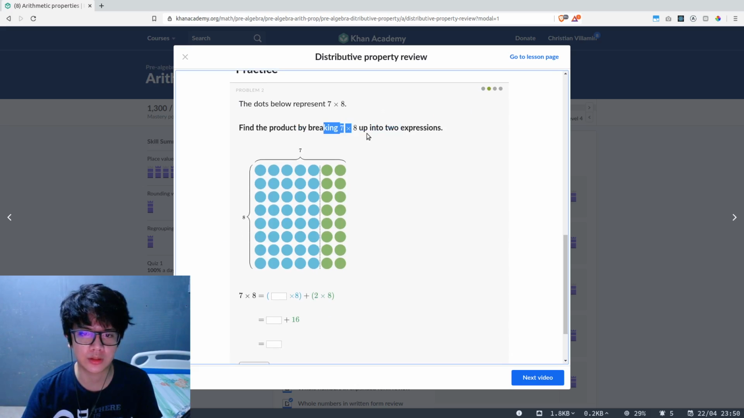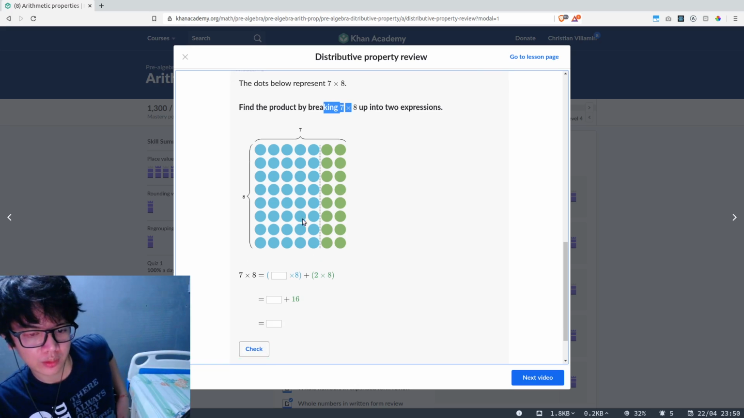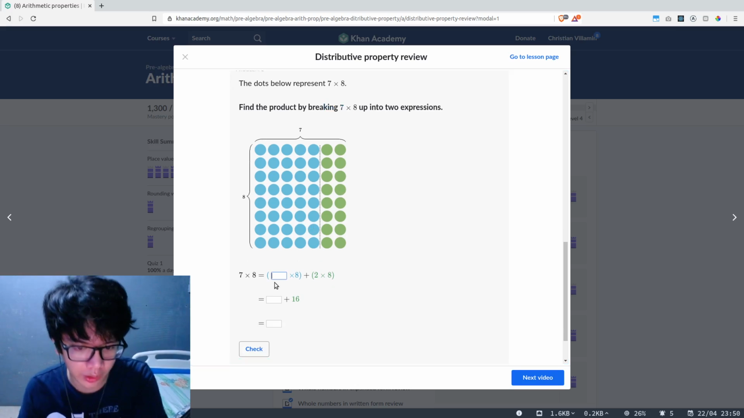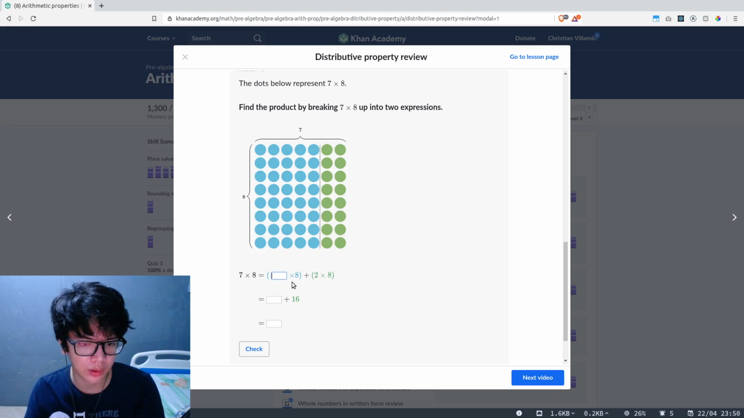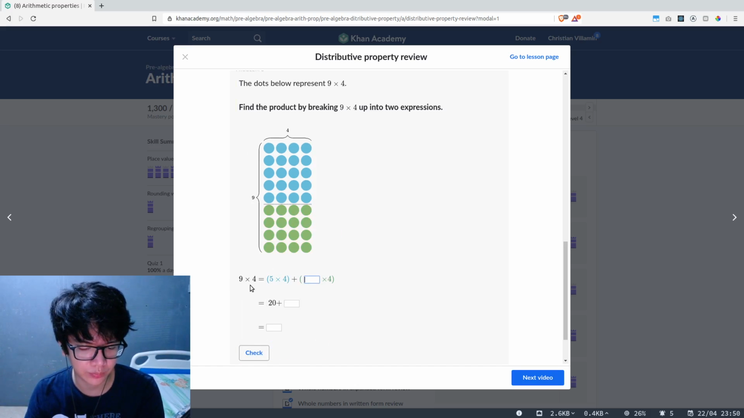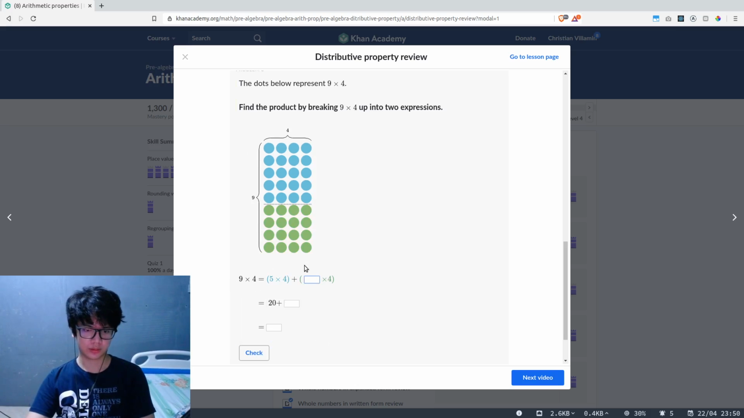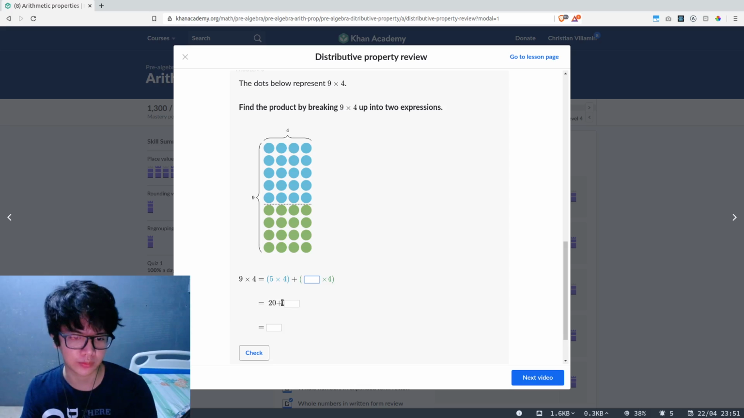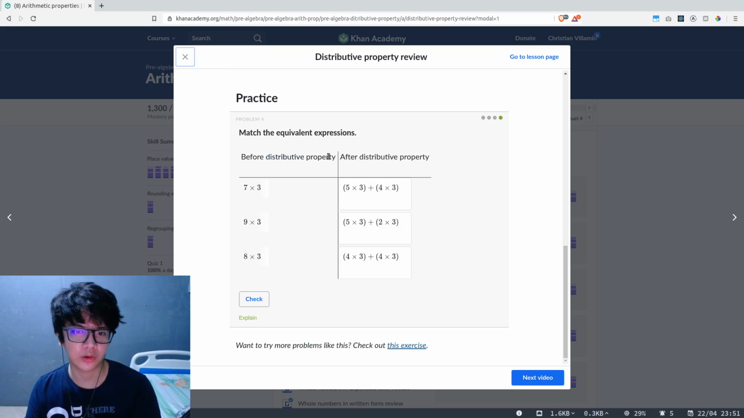Find breaking 7 into expressions. Oh, okay. What is this? This is hard, yeah. It's gonna be like 5. 40. And 6. Broken up. 9 to 4 times 4. Yeah, like 16 or 6. Before this, after the distributive property, match equivalent expressions. Let's see, we have 4, we have 5 and 2, right? And then 5 and 4 are 4. Okay. Cool.